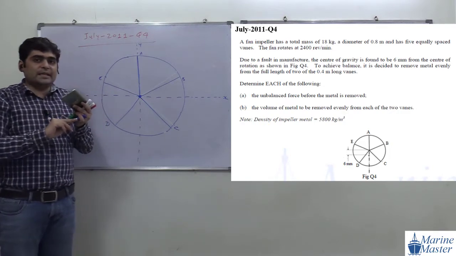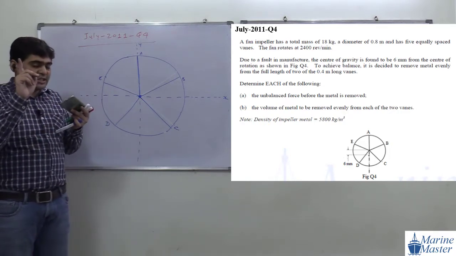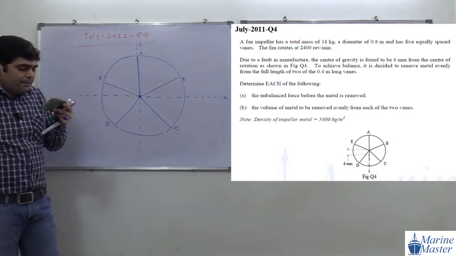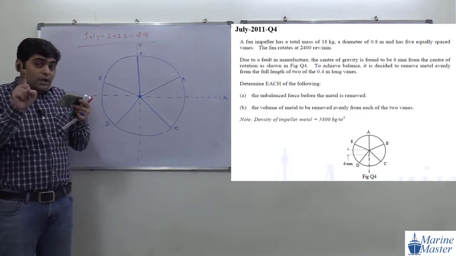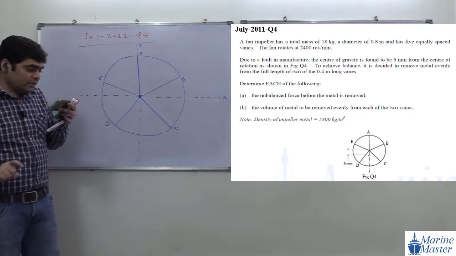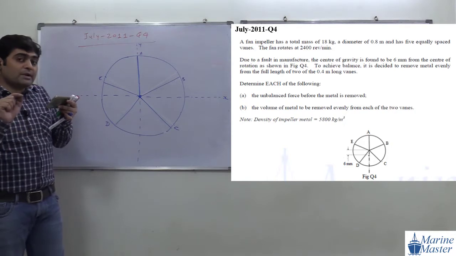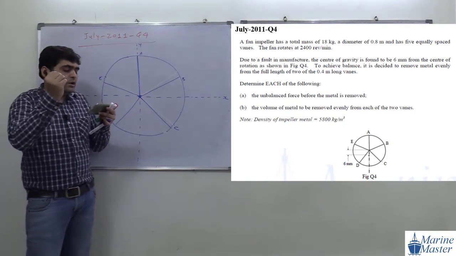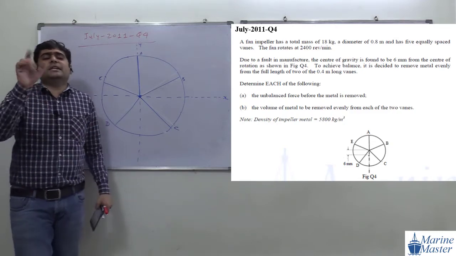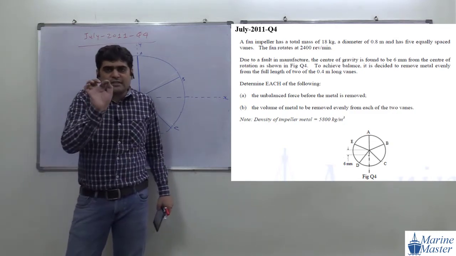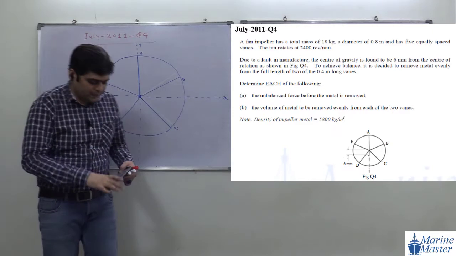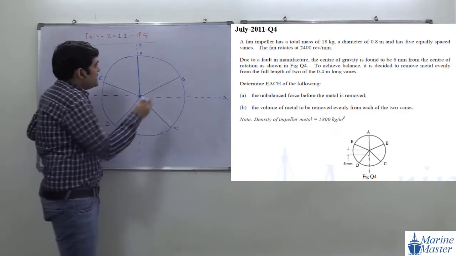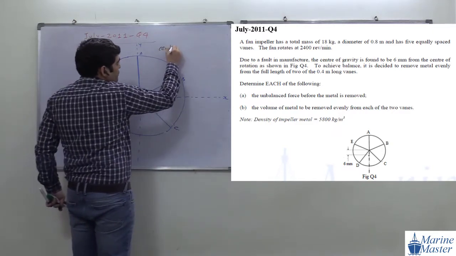Now what is happening here? Try to see the point here. Discussion is very, very important. Due to a fault in manufacture, the center of gravity is found to be 6 mm away from the center of rotation. What is the meaning of center of gravity, guys? First of all, what is the meaning of center of gravity?